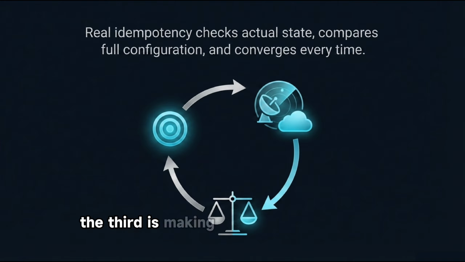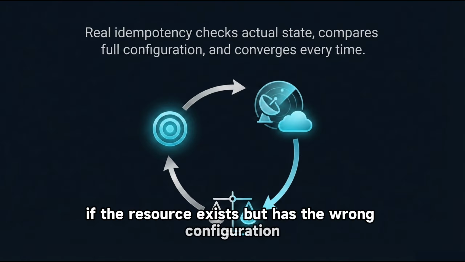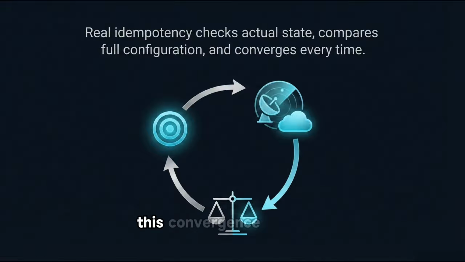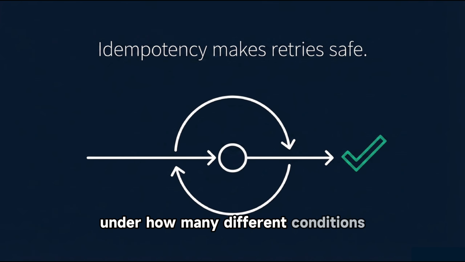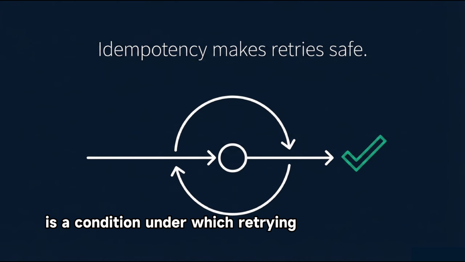The third is making all changes convergent. If the resource exists but has the wrong configuration, the operation updates it. This convergence property, that every run moves the world closer to the intended state, never further from it, is what makes an operation safe to retry unconditionally, not just safe to run once. Idempotency is not a checkbox. It's not something a tool either has or doesn't. It's a spectrum of how much of the provisioning operation behaves convergently under how many different conditions. Every deviation from full convergence is a condition under which retrying is no longer safe.